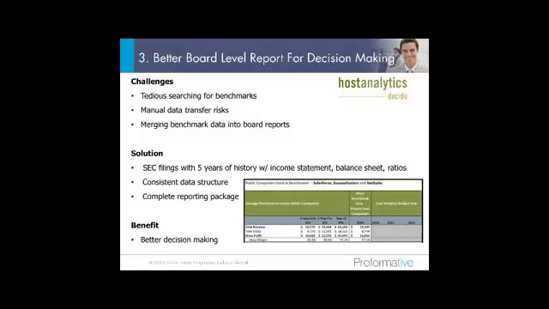And the next case study I'll bring up is actually one here at Host Analytics. So our CFO, Kelly Battles, goes into board meetings every quarter well-equipped to talk about financial benchmarking. It wasn't always that way, right?